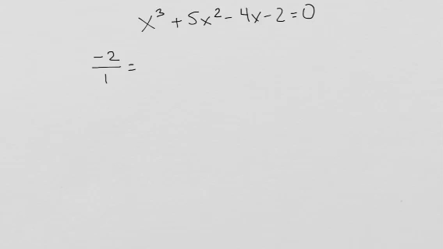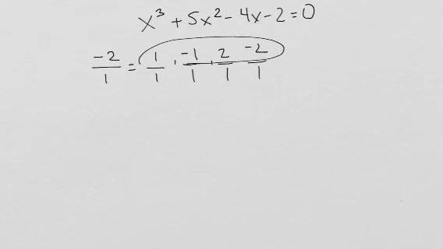So factors of 2 are 1, negative 1, 2, and negative 2. And we can put that over 1. We can put them all over negative 1 as well, but that's just going to give us duplicates. So we have 4 possible roots. If we plug these back in using the factor theorem, we can determine if any of these are possible roots.